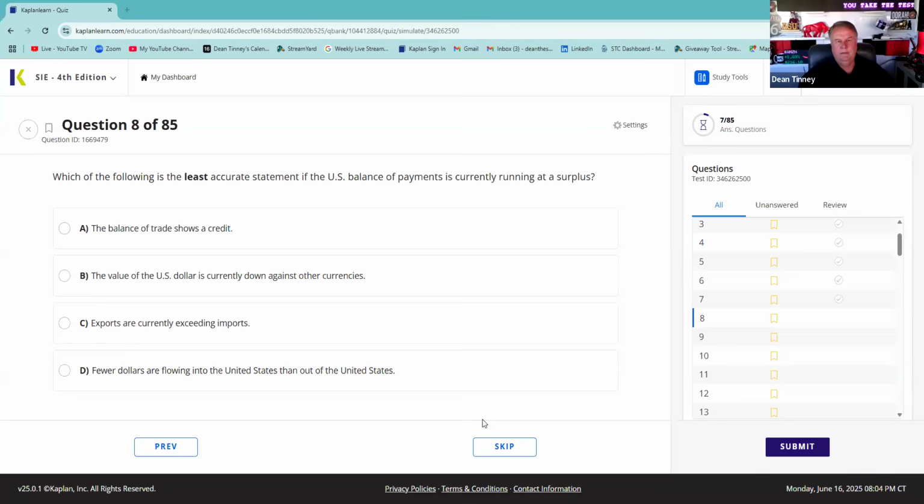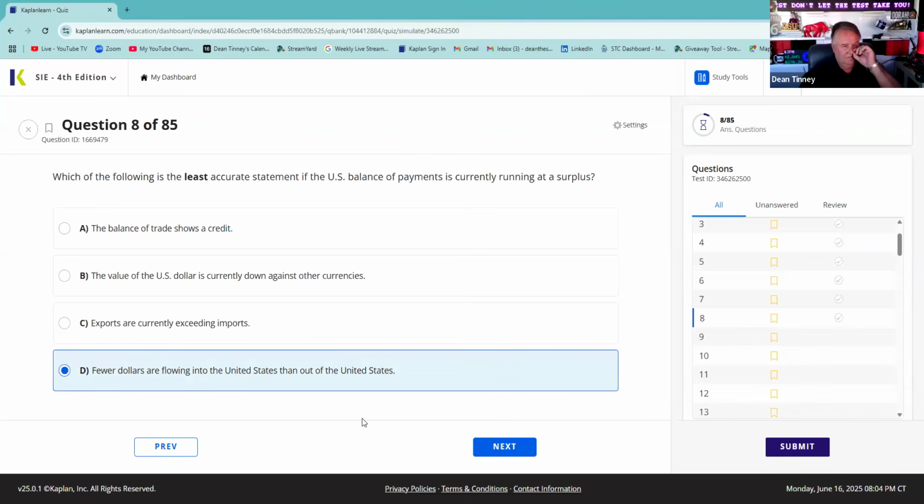I think exports are currently exceeding imports. That's the definition of a surplus. I think it's C. Fewer dollars are flowing into the United States than are flowing out. Right, so C is true. If we have a surplus, it's because we're selling more stuff overseas. Boeing is selling a bunch of airplanes.